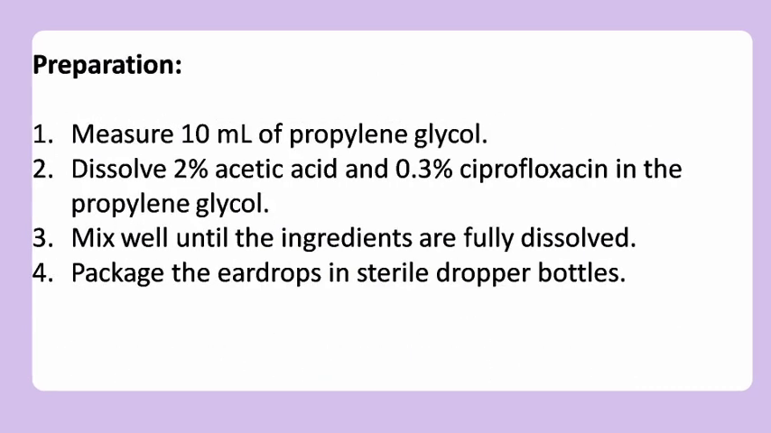Preparation. Measure 10 ml of propylene glycol. Dissolve 2% acetic acid and 0.3% ciprofloxacin in the propylene glycol. Mix well until the ingredients are fully dissolved. Package the eardrops in sterile dropper bottles.